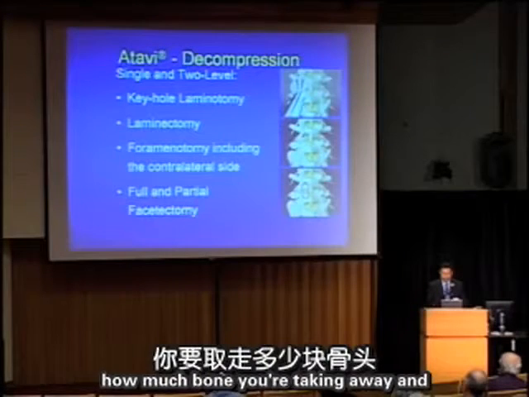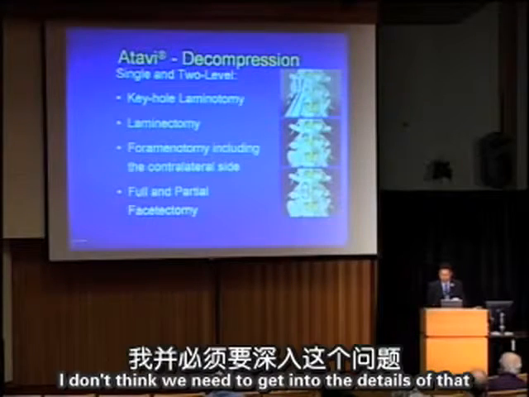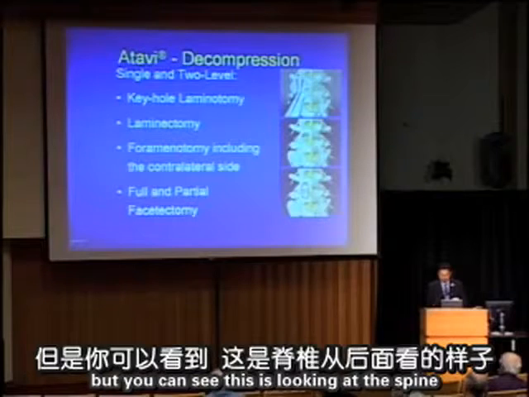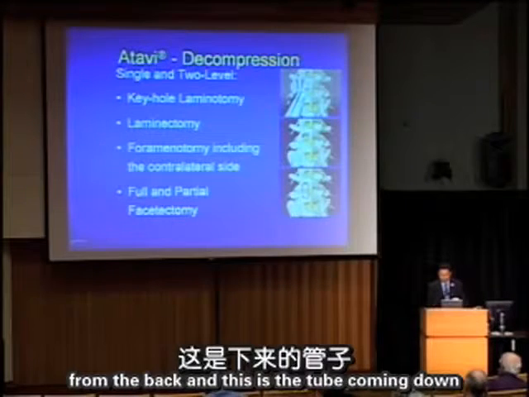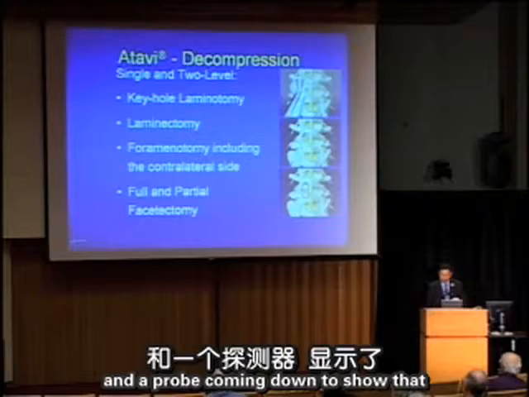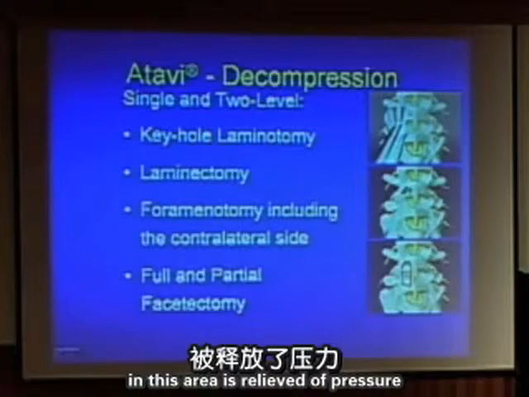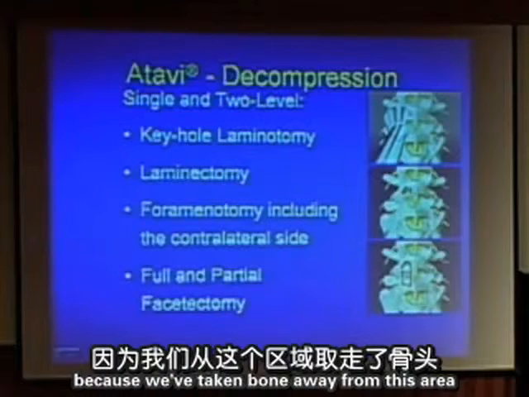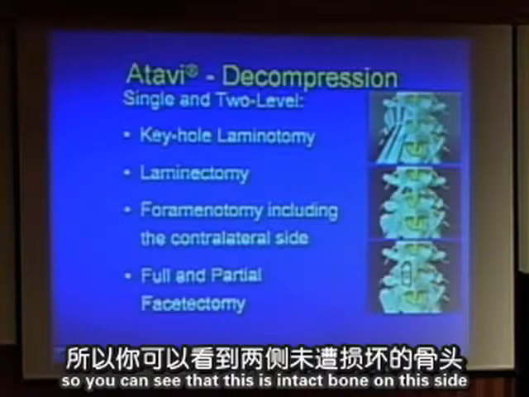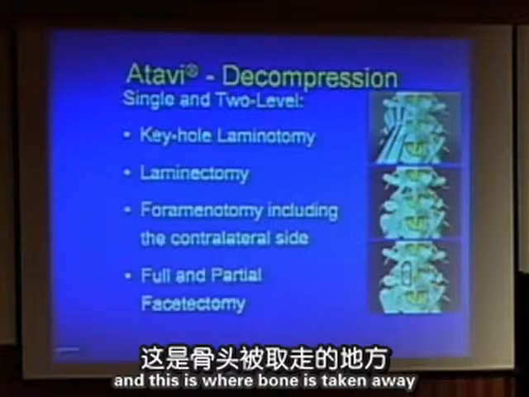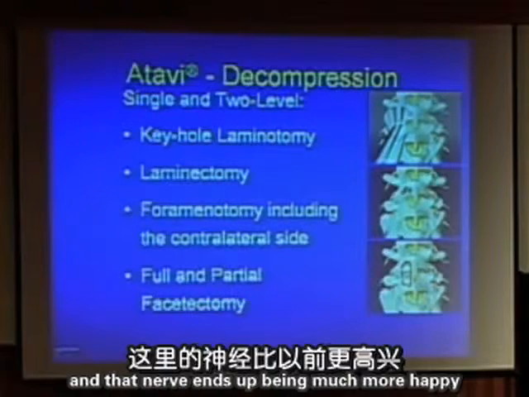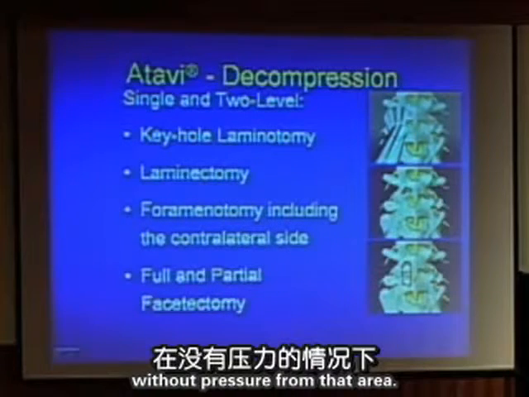I don't think we need to get into the details of that, but you can see this is looking at the spine from the back, and this is the tube coming down and a probe coming down to show that the nerve that comes out of the spine in this area is relieved of pressure because we've taken bone away from this area. So you can see that this is intact bone on this side, and then this is where bone is taken away, and that nerve root ends up being much more happy without pressure from that area.